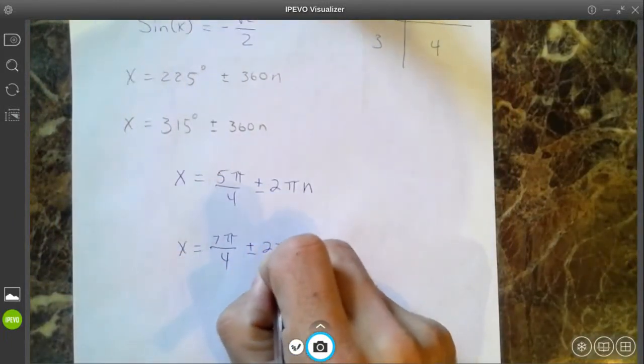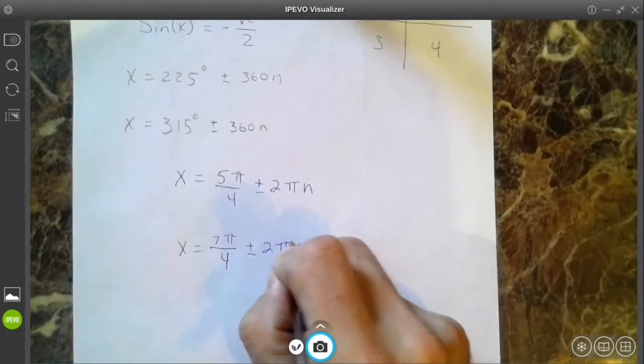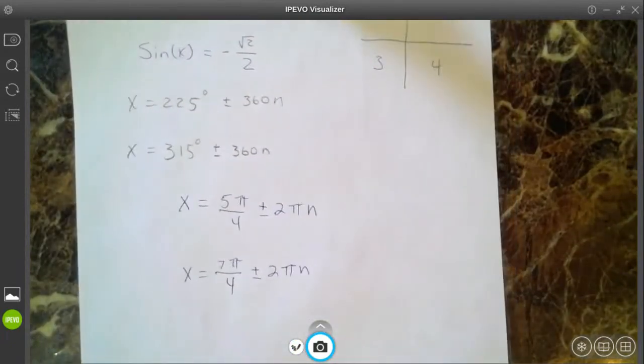All right, now this is a lot to take in the first go, but we're going to do several examples of these. In the next video, we're going to see some on cosine.